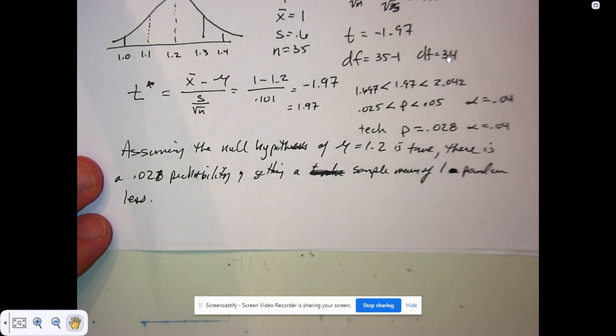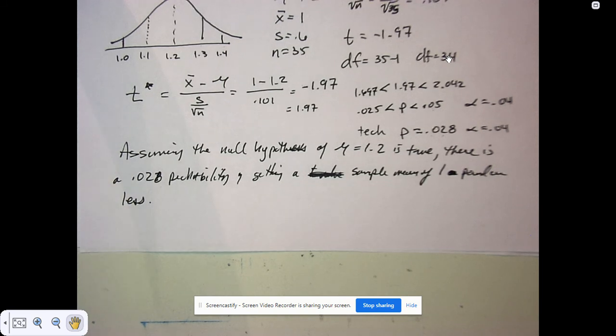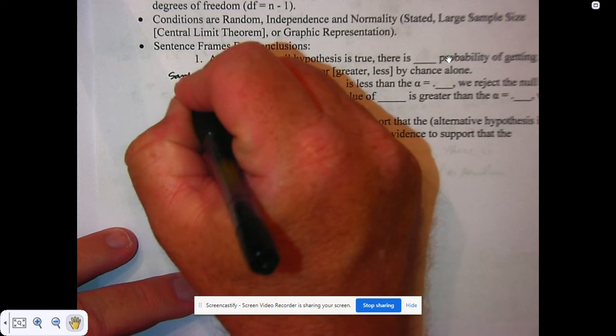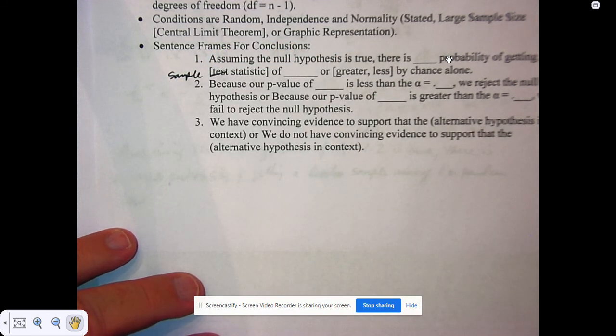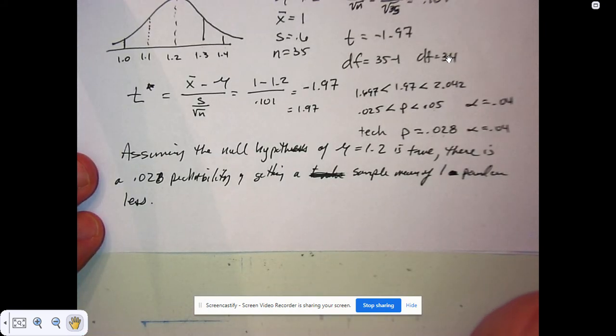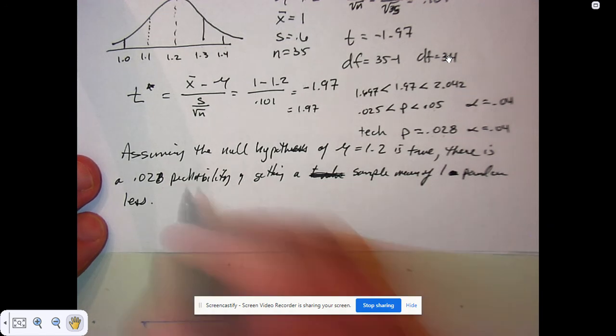I think I put on the information that I gave you that it was a test statistic. I don't mean that. I mean a sample statistic. So please change this to sample statistic. I will change it before I send it out to you guys. Or less by chance alone.